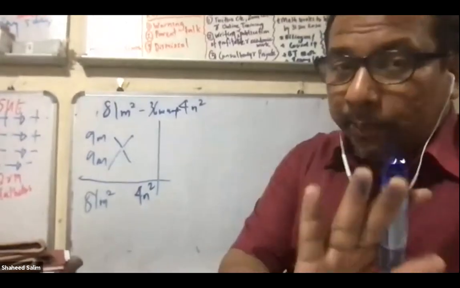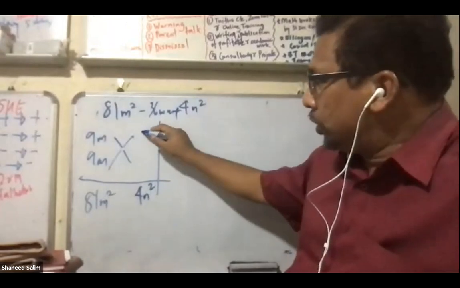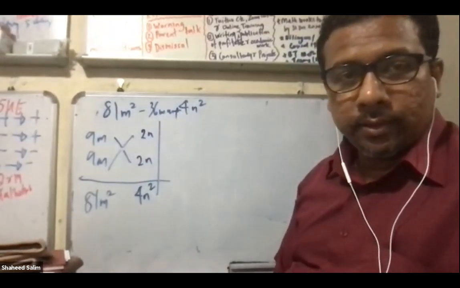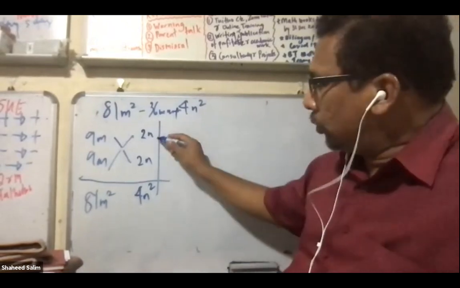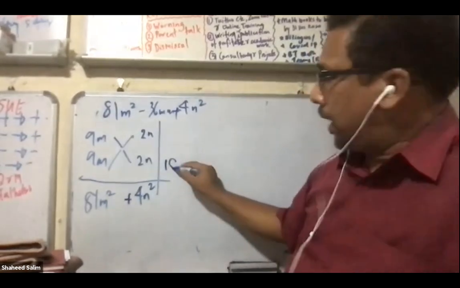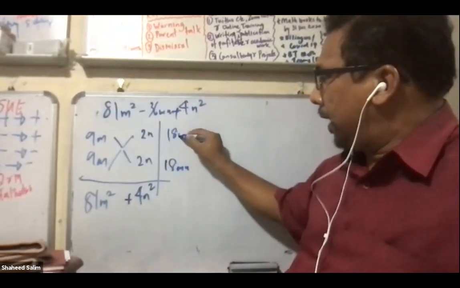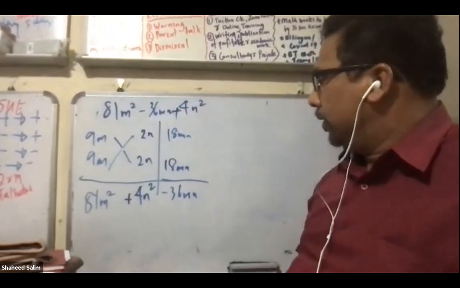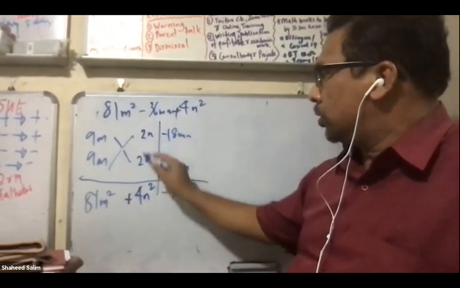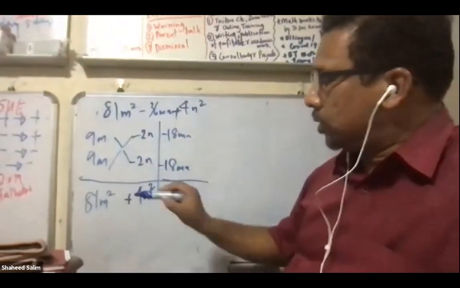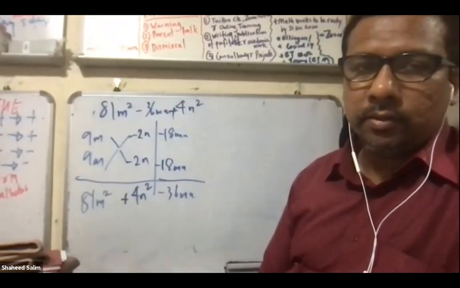Okay, so let us look at the pattern. I just show you. This one you put 2n times 2n. So if you take 2n times 2n plus 4n, down here it becomes 18mn, 18mn. But you need a minus 36mn, correct? So this got to be minus, this got to be minus. So both of these got to be minus. Minus times minus becomes plus. So this is your answer.